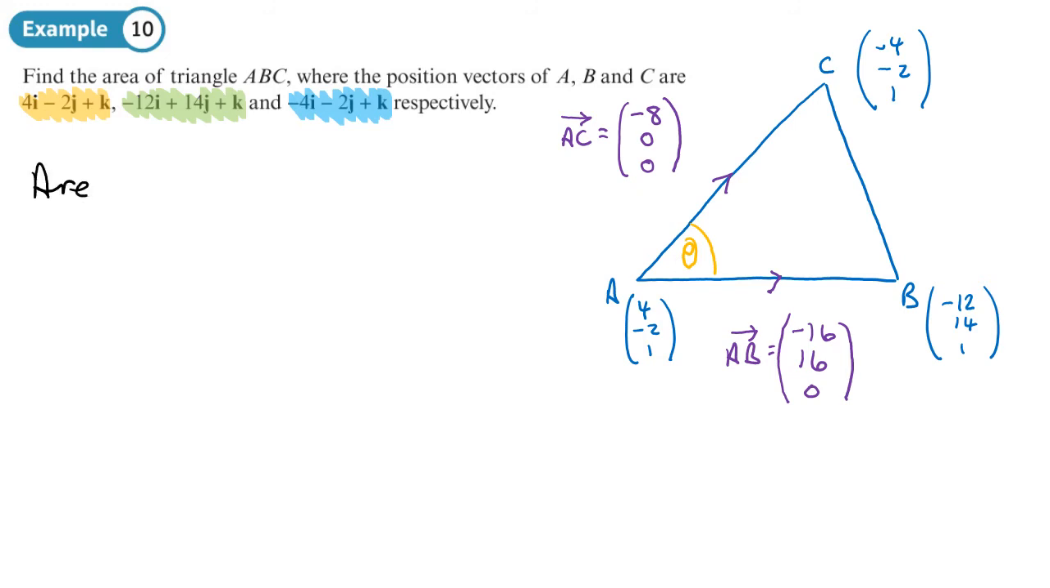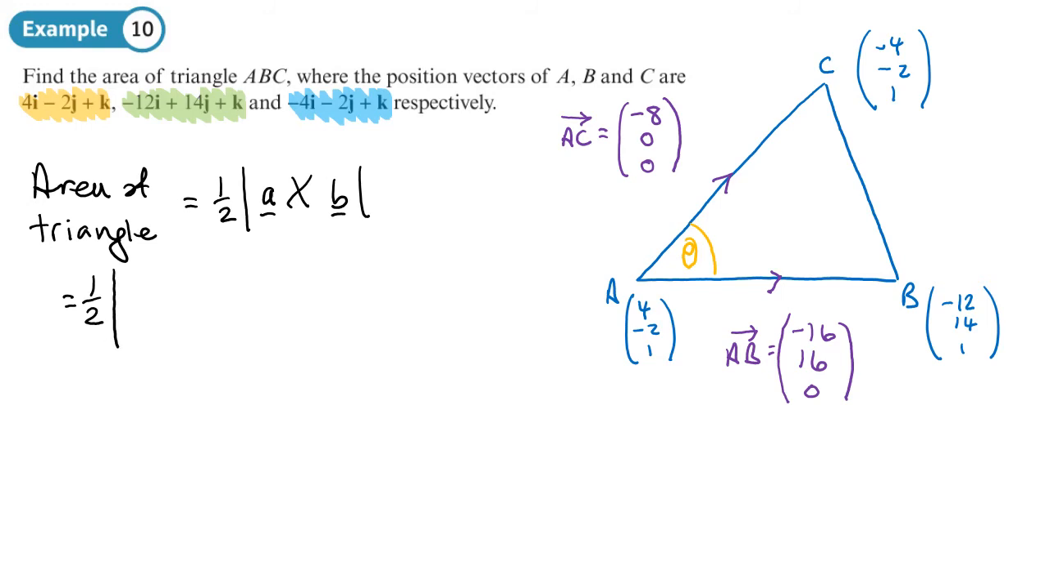So for the area, we'll just write down the formula again. Area of triangle equals half, and then the cross product of A and B. In this example, the vector A is going to be minus 8, 0, 0. So let's do it as a column, minus 8, 0, 0. And then we want to find the cross product with minus 16, 16, 0. Then we're going to find the length of that and then divide it by 2.